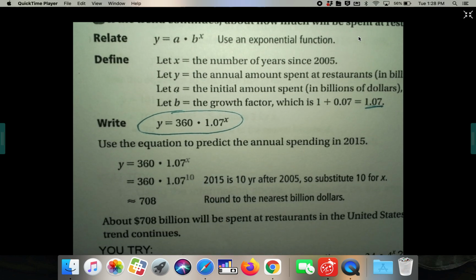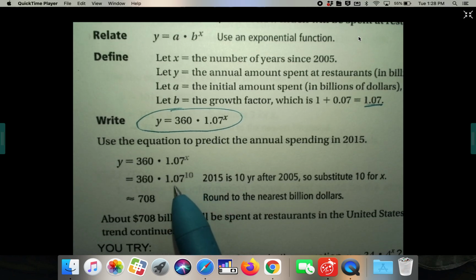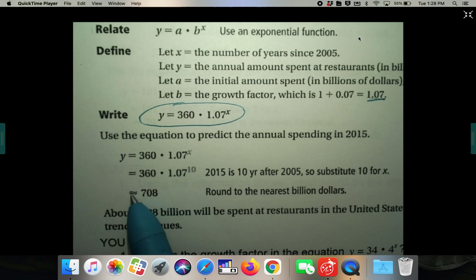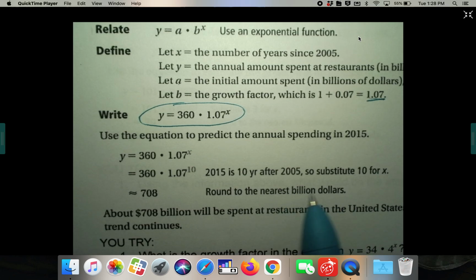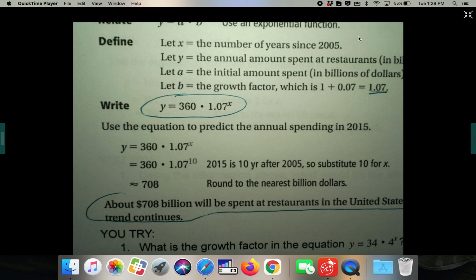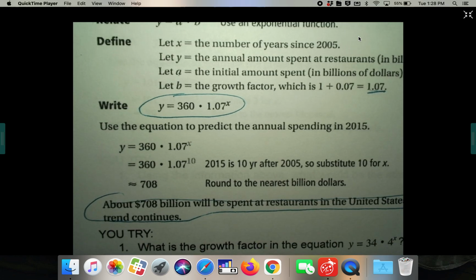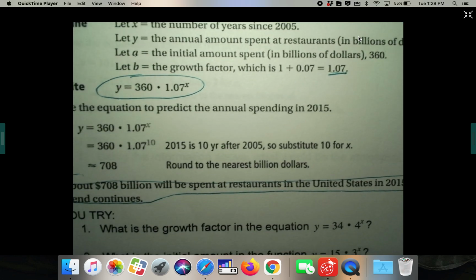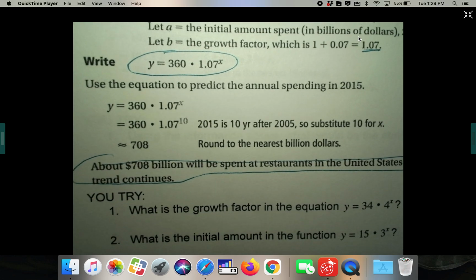And they've already calculated it out, thankfully. 1.07 to the 10th power, whatever you get there, times 360. And it looks like we rounded it. You can see this is about $708 billion. So the answer is about $708 billion would be spent at restaurants in the United States in 2015 if that trend continued.